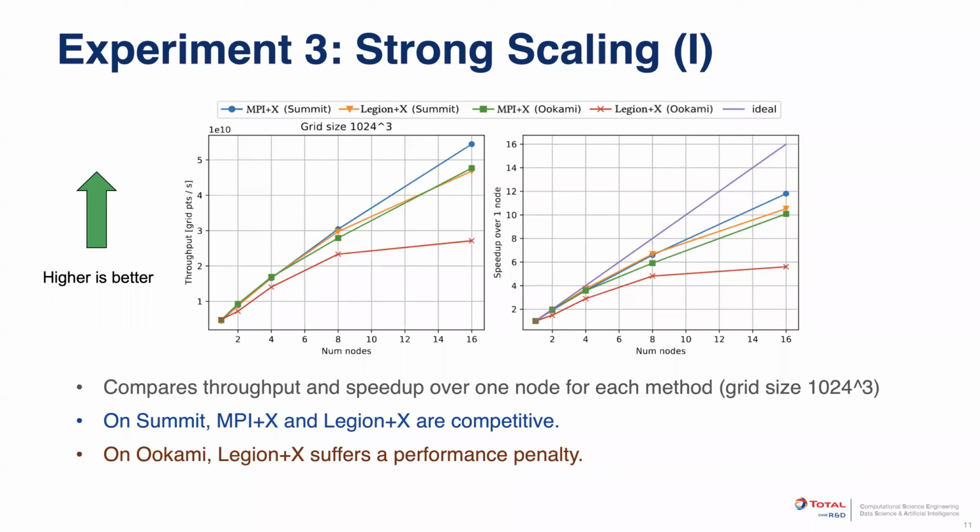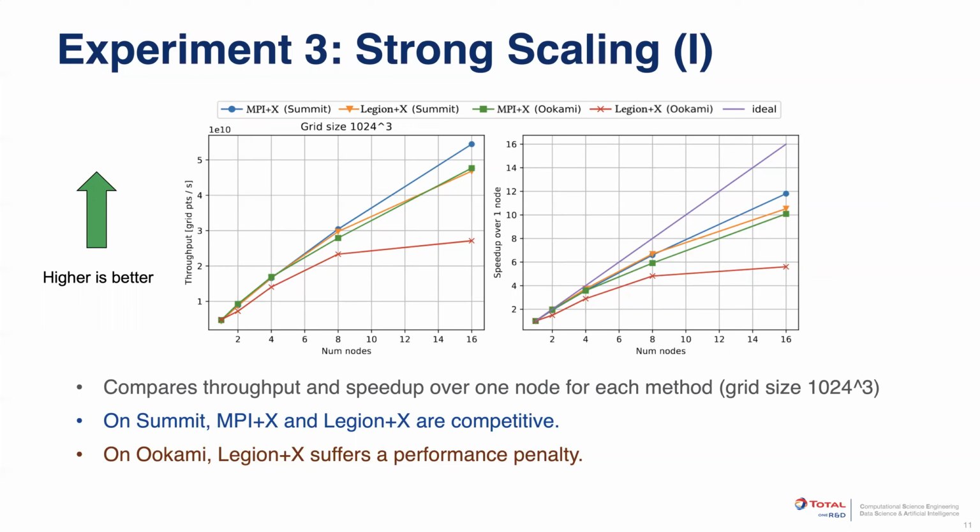Now let's have a look at the results of strong scaling. On the left-hand side is the raw throughput of MPI+X and Legion+X, showing the stencil-based application with a 1024 cubed grid size, running on Summit and Okami respectively. And the strong scaling curve of speedup over one node is presented on the right-hand side plot, with the purple line showing the ideal scaling trend.